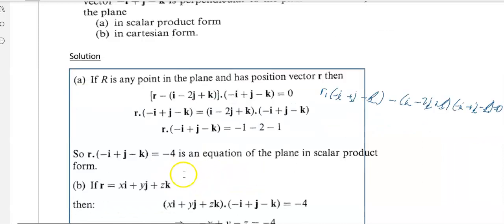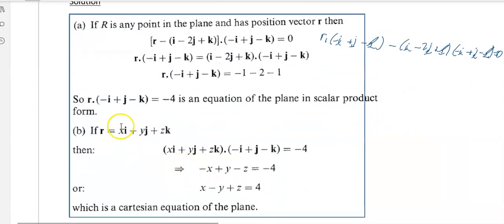Okay, they ask this next bit quite a bit, and it is ridiculously easy. All you have to do here is let your r be equal to x, y, z, and then just do your dot product. When I say x, y, z, that's a column vector, so it's xi plus yj plus zk. Then when you do the dot product, you just get minus x plus y minus z equals minus 4. Multiply everything through by minus 1 and you'll have x minus y plus z equals 4, which is a Cartesian equation.